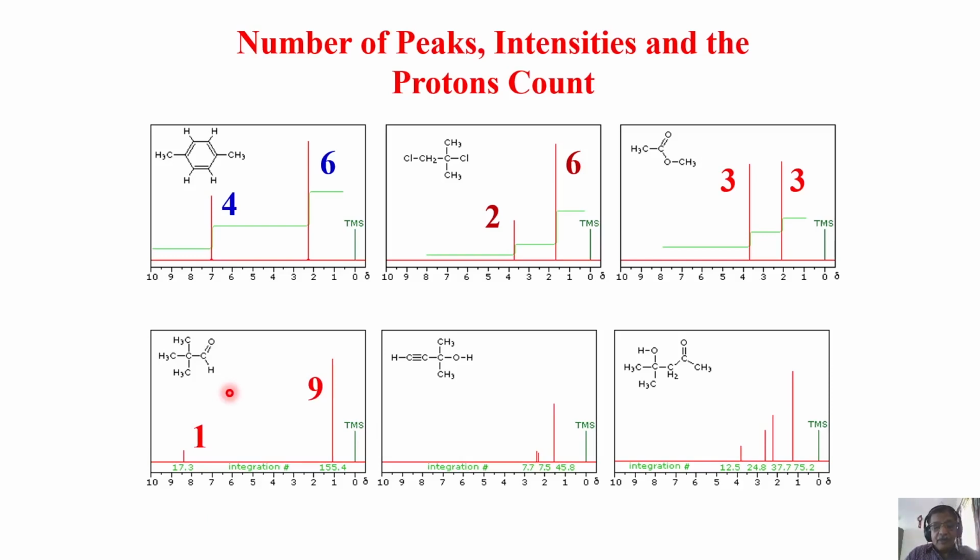Now go to this molecule. Where is the symmetry along this axis? Now because of this, there are only two types of protons. Because of symmetry, this proton and this proton are the same.